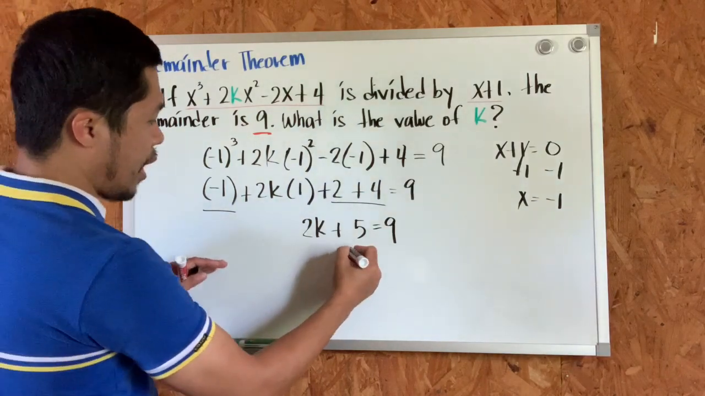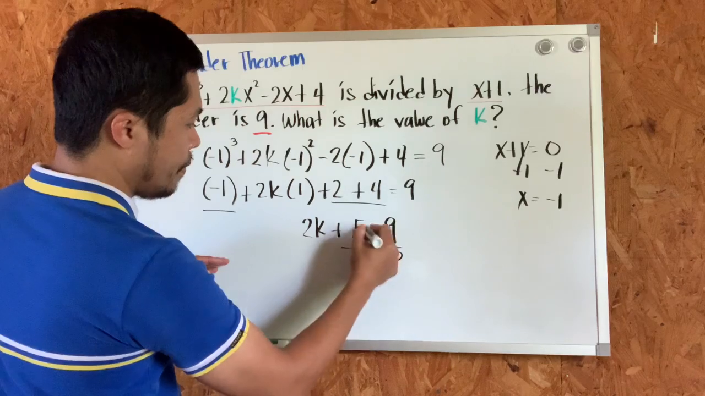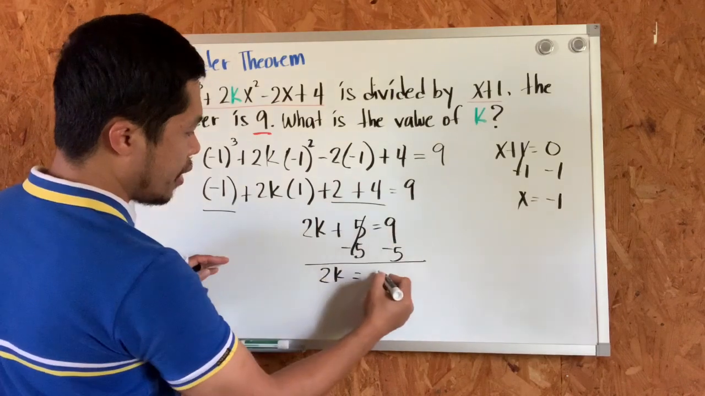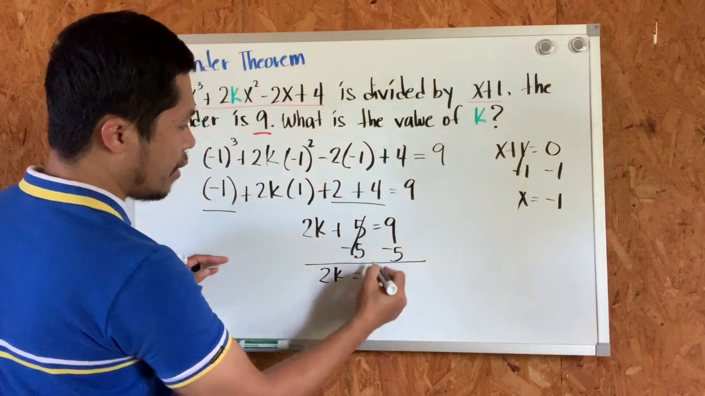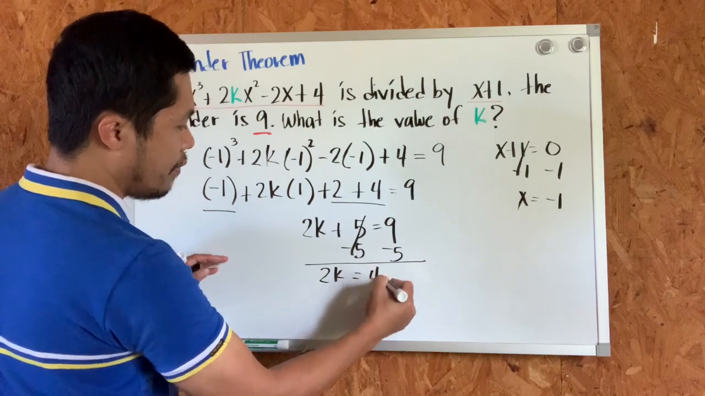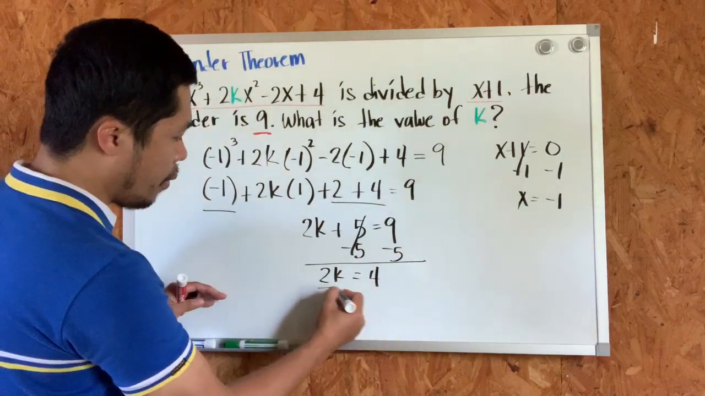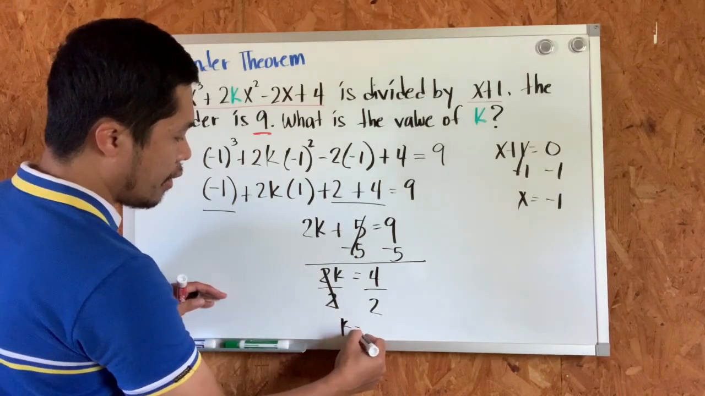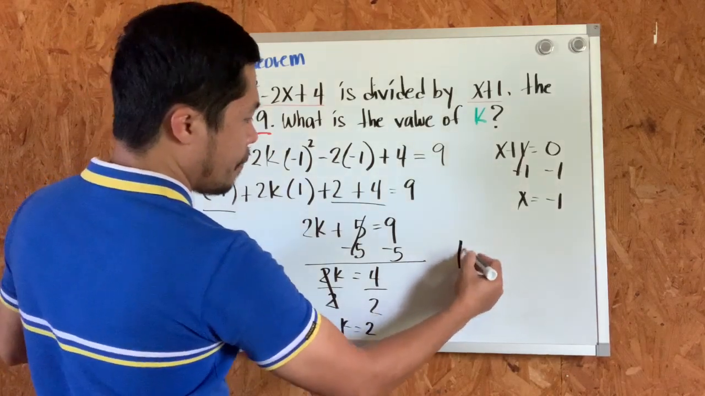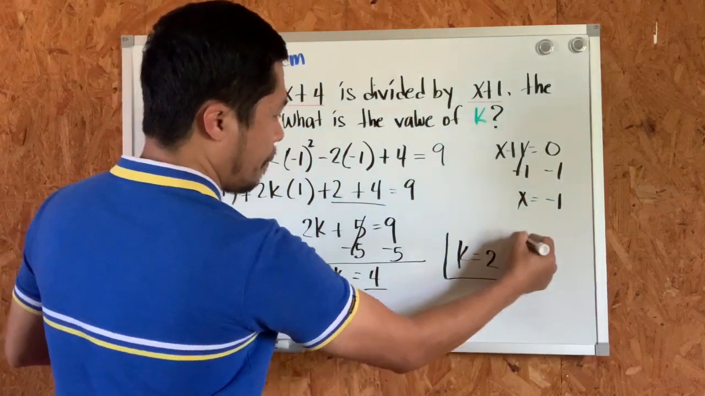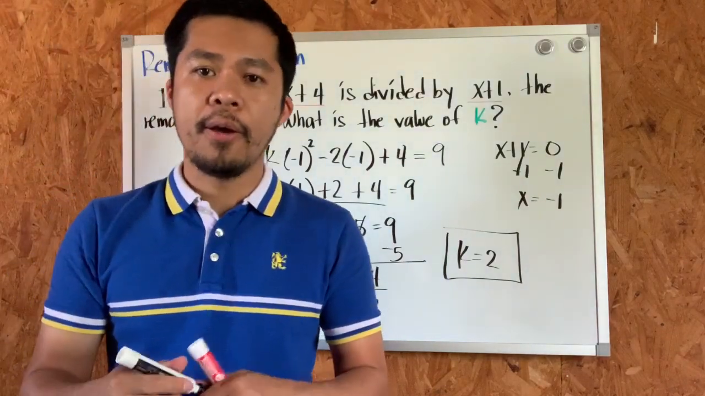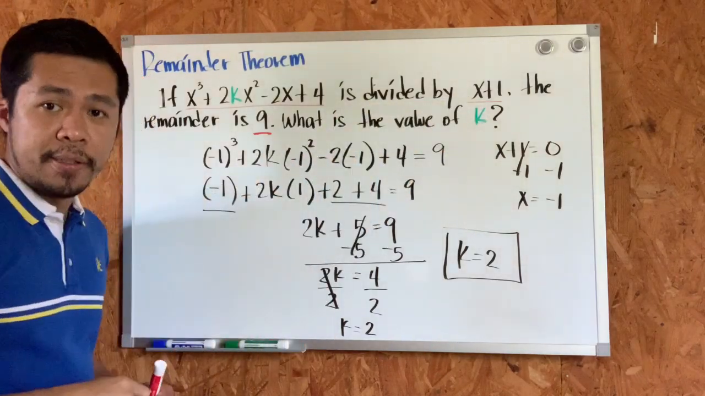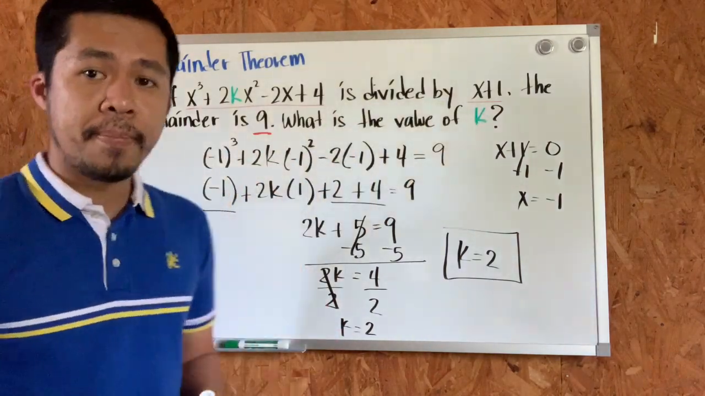And then we will subtract 5 on both sides, cancel this, so this will be 2k equals 9 minus 5, which is equal to +4. And finally, we will divide both sides by 2. Okay, so our k is equal to 2. So that's the value of k when we divide this by x plus 1, given that the remainder is equal to 9.